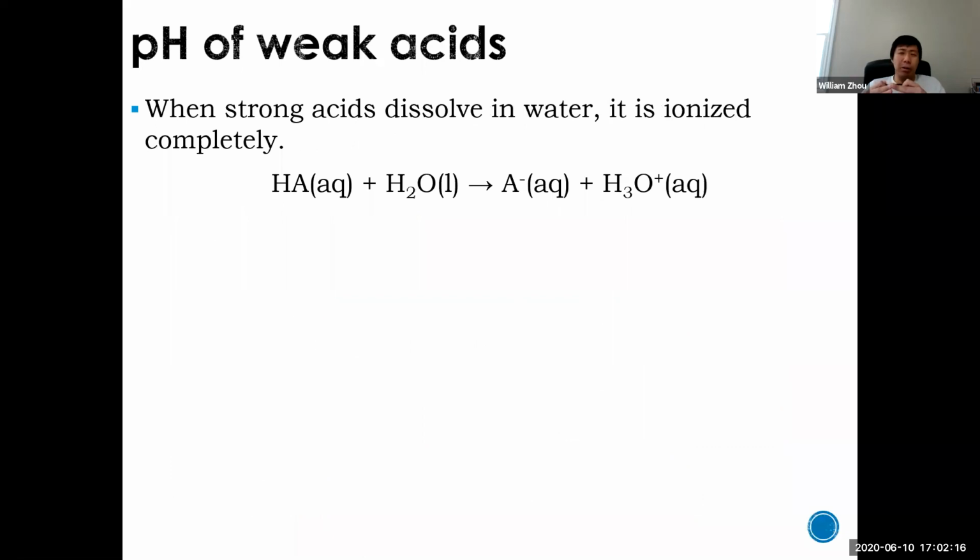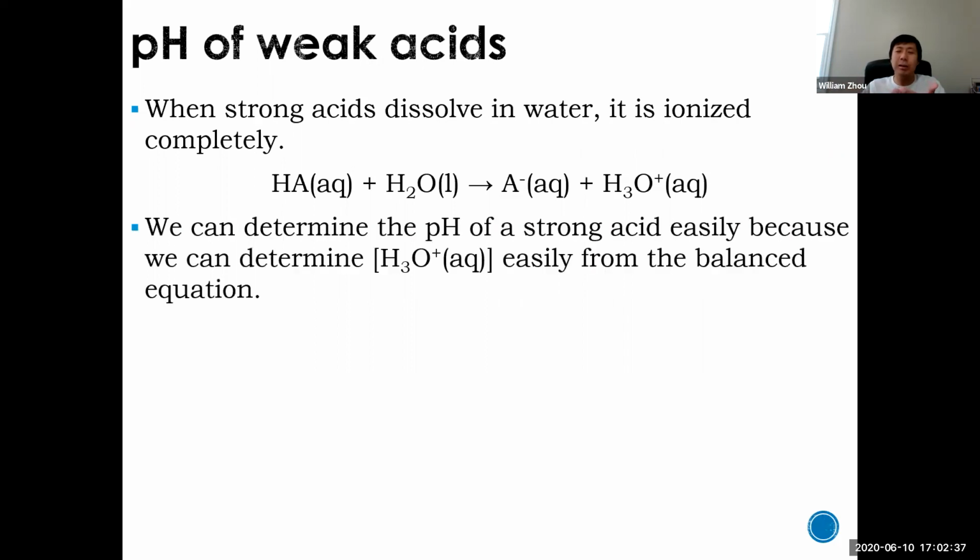So when you dissolve a strong acid in water, it is not in equilibrium. It is 100% ionization. Everything is reacted, and all of the acid HA will become A minus, and it will ionize 100% to produce the same amount of hydronium. So as a result, you can calculate hydronium concentration very easily from the balanced equation. It is exactly equal to the original concentration of the acid. So all you have to do is negative log, and you're done.